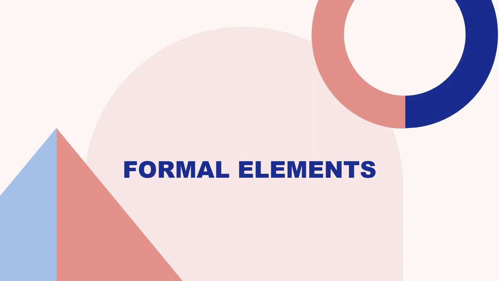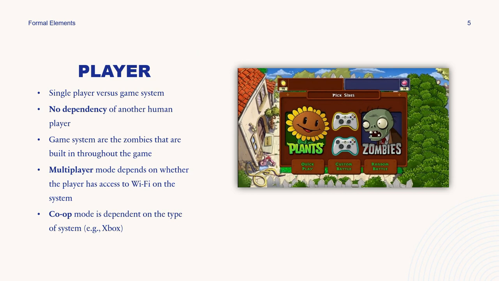I'm going to start getting into the formal elements. For formal elements, I want to cover players. In this game, it is heavy on the single player versus game system. That means the player is playing against the system, so there is no dependency on another user or another human player on the other end. The user can play this game at any point. In this case, the game system is the zombies that you're going to be fighting against, or building to fight against them.